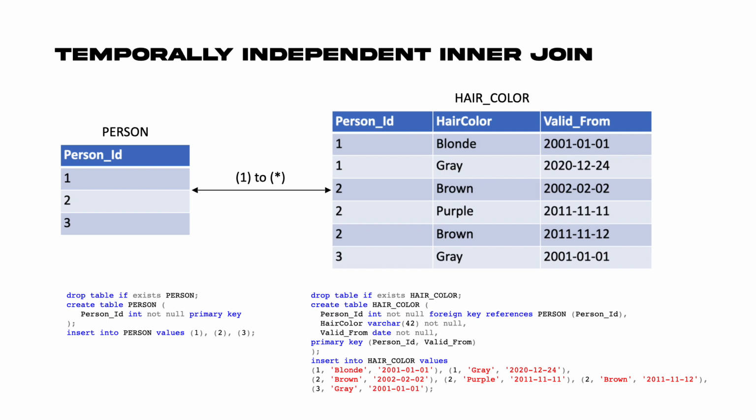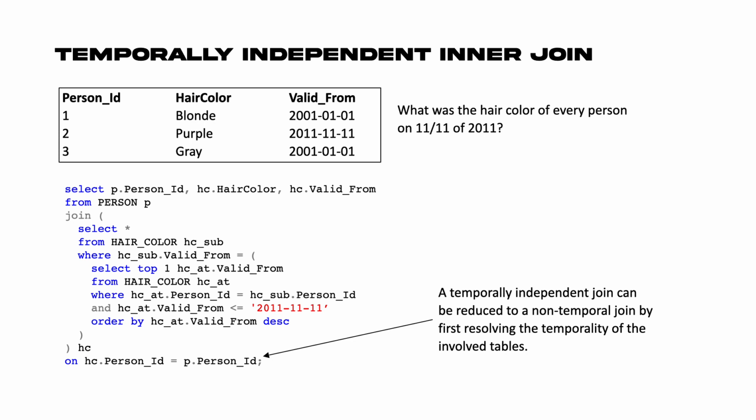And the way we can do joins now between person and hair color is a little bit different, because now we have to take temporality into account. Let's say that we want to ask what was the hair color of every person on November 11th of 2011. We should get something that looks like the result in the table.